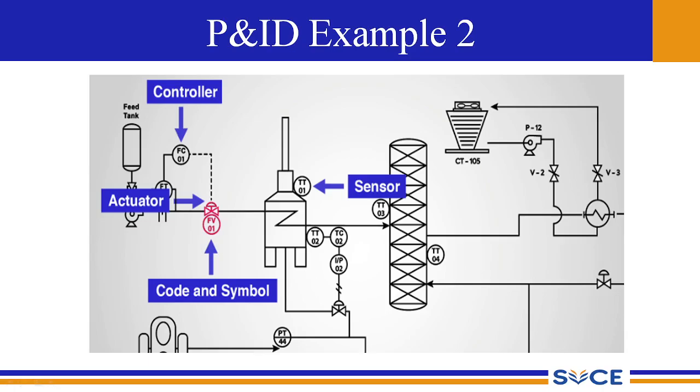This is the control loop as indicated by FC. F stands for the flow and C stands for the controller. And FV stands for the flow and V stands for the valve. This is the code and the symbol corresponding to this control loop, which comprises of a controller, actuator, and sensors. So this is the P&ID example 2, which contains some information about the crude oil distillation in a refinery.